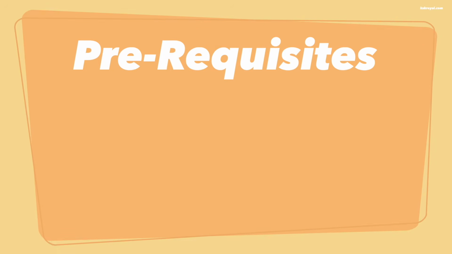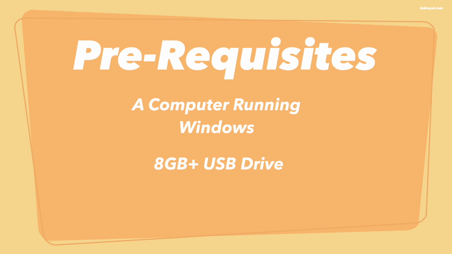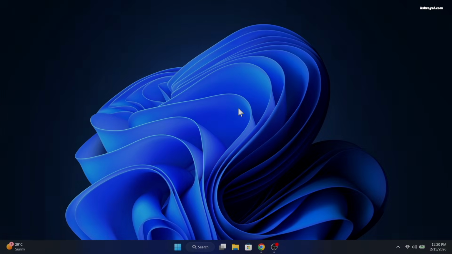The only requirements for this video: you need Windows 11 or Windows 10 installed on your PC or laptop, and an 8 gig or higher USB drive to create a bootable disk with Zorin, and at least 30 GB of free space restored from your existing drive. Now let's proceed with creating free space for ZorinOS.